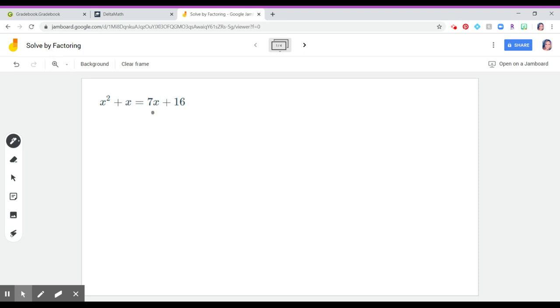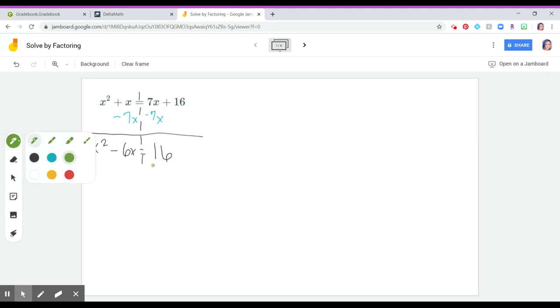So what we want to do is move everything to the left-hand side. So I'm going to move my 7x. Again, if you'd like, you can draw a dashed line for yourself. And you could do this in one step or two, but we're going to go just taking our time. So we have x squared, and this will be negative 6x equals positive 16.